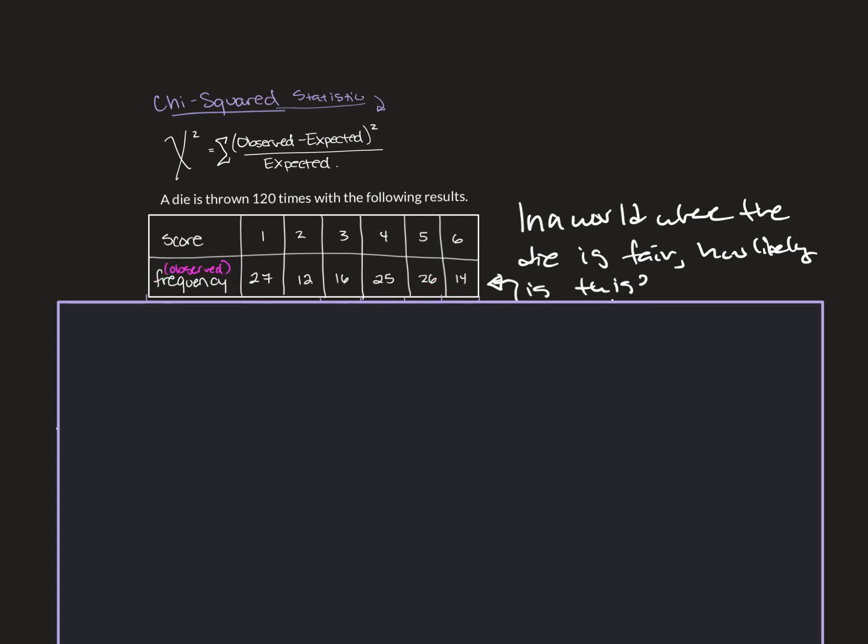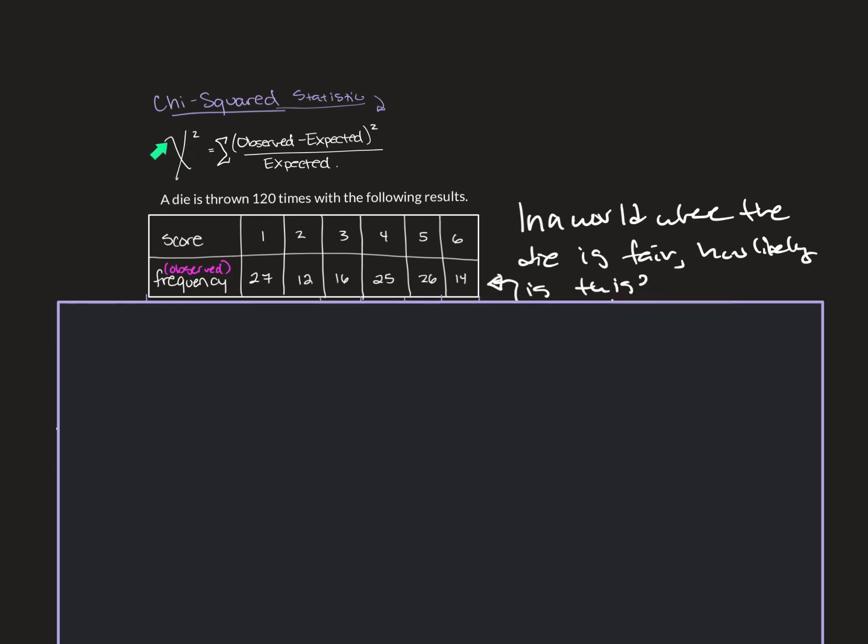This is the frequency. Now, this isn't so bad that I'm like, yeah, this is definitely a weighted die, but I definitely got way more ones than I got twos, and 120 is a fairly large number of times. So how unusual is this, really? Like in a world where this die is fair, how likely is this? That's the question that we're asking.